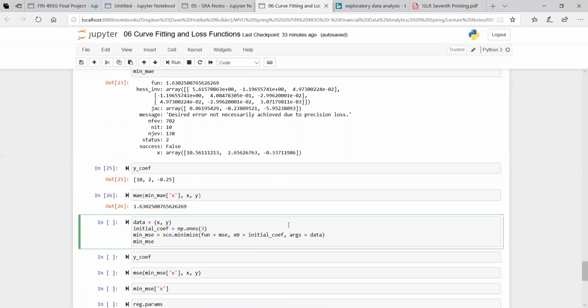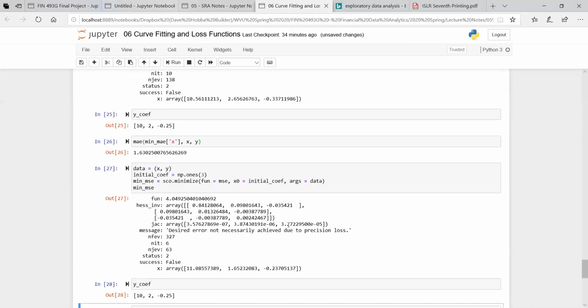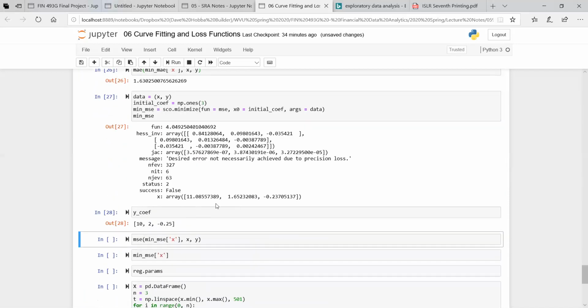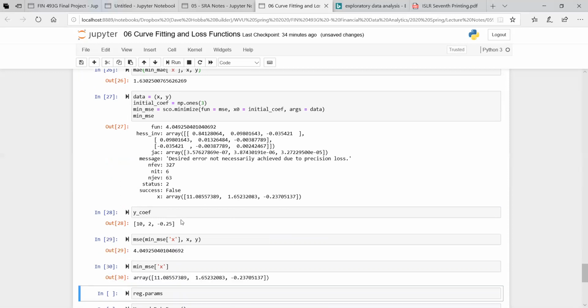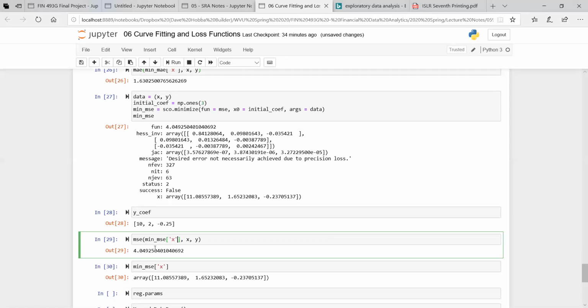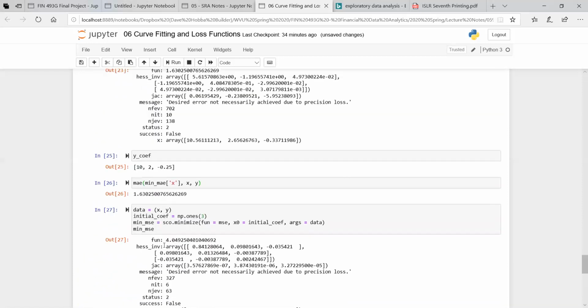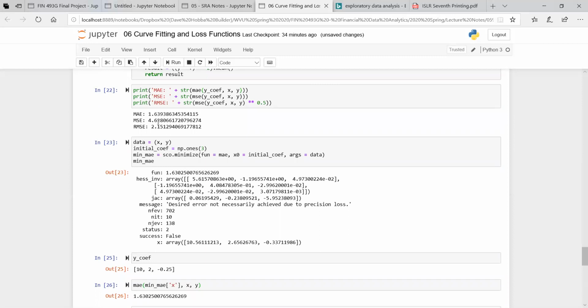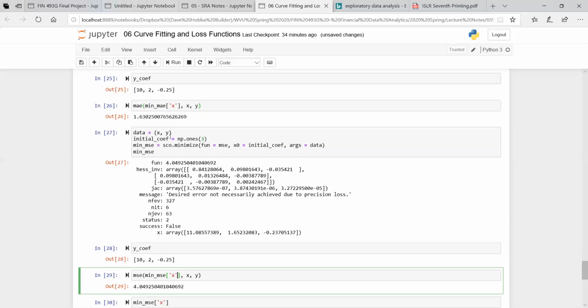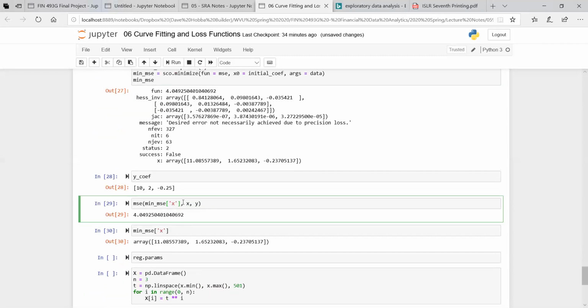Then we'll do it again, but this time we'll minimize the mean squared error. We get 11.08, 1.65, -0.23. So this is a little bit better. It's not necessarily close. So let's look at the mean squared error for this. We get 4.05, whereas the mean squared error for the original would be 4.62. So this is actually a lower mean squared error than before.